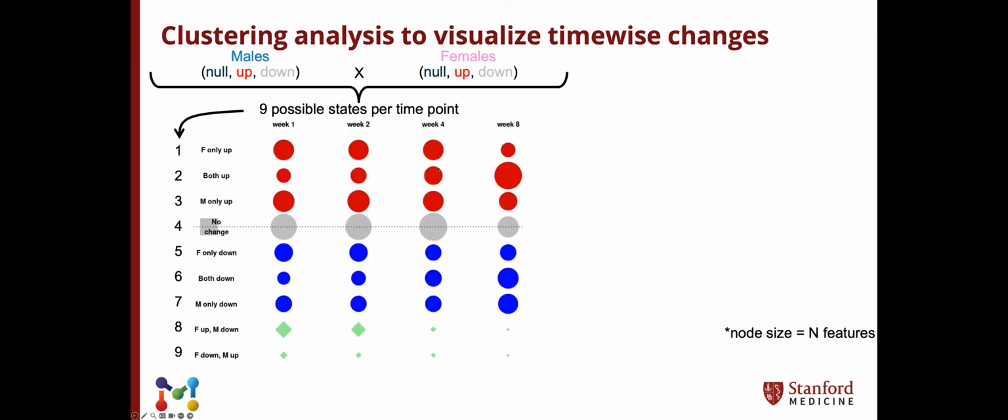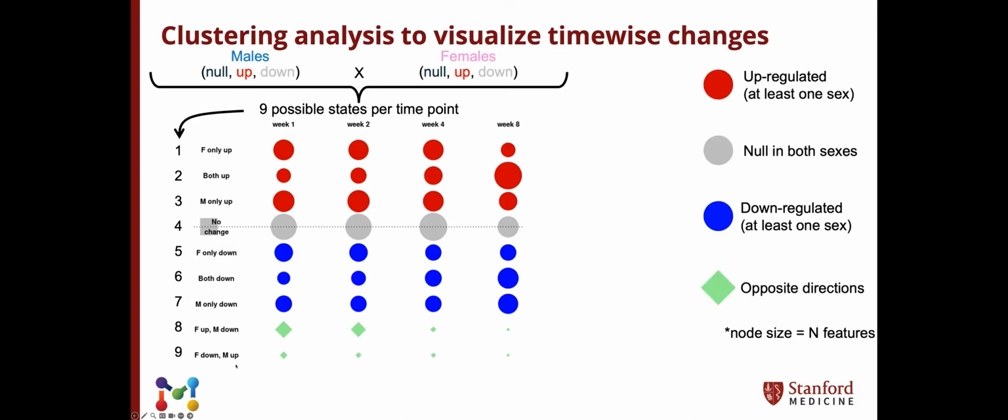So the 9 possible states then are, for example, an analyte can be upregulated in females only in any of these 4 different time points that we have. They can be upregulated in both males and females, or upregulated in males alone. We have the corresponding downregulated features here, and no change. And then, of course, an analyte could also be oppositely regulated, with upregulation in females and down in males, or vice versa. So you can see the meaning of these here.